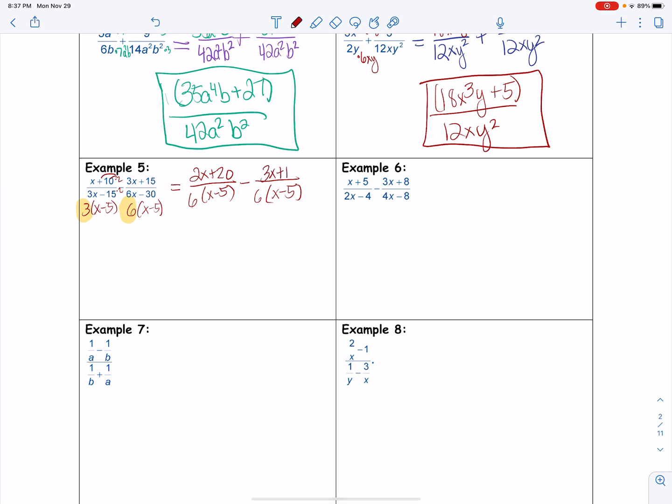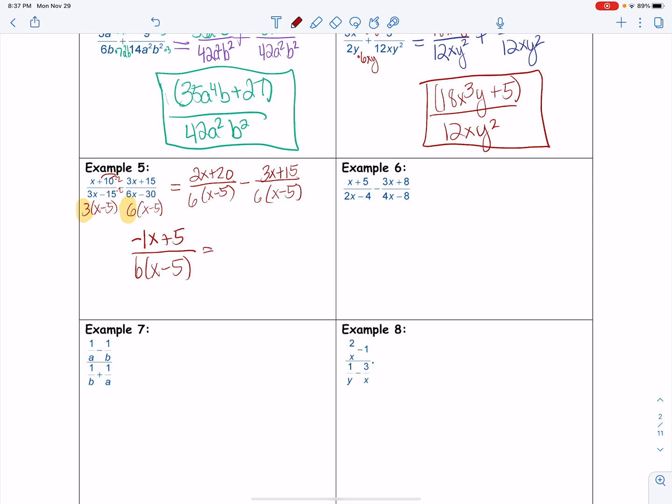I do not want to factor the top because the rules for adding are you leave the denominator alone and you add the top. So that's going to be a negative 1x plus 20 minus 5.